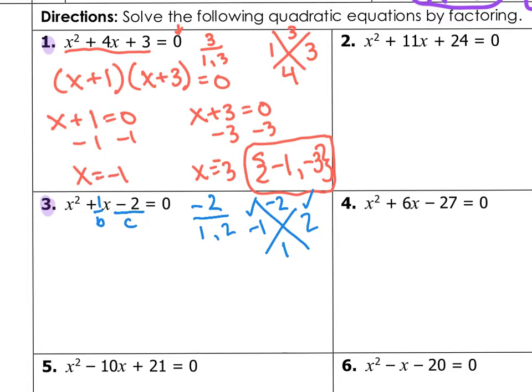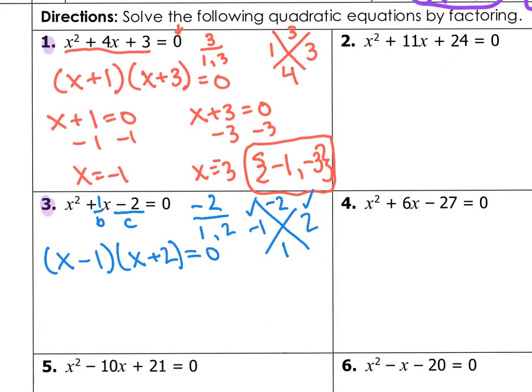So all I need to do next is set this up in our factored form. So remember, we use our variable, which is x. I subtract the 1 because it's negative, and then this is multiplied by x plus the 2 because it's positive, and we keep this equal to 0. Don't forget that part. We have to keep it equal to 0.